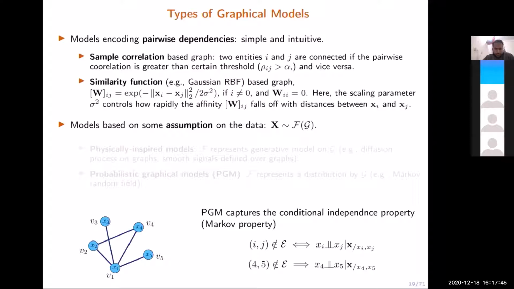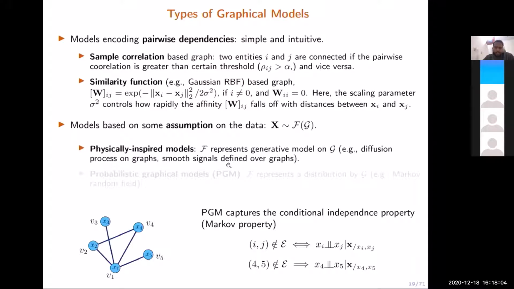So what people have realized is that, given the data set, we cannot just blindly compute the distances, because these are based on just pairwise distance computation. We cannot just build graphs based on pairwise computation of distances. So we need to associate certain assumptions, or we need to have some more layers of hierarchy.